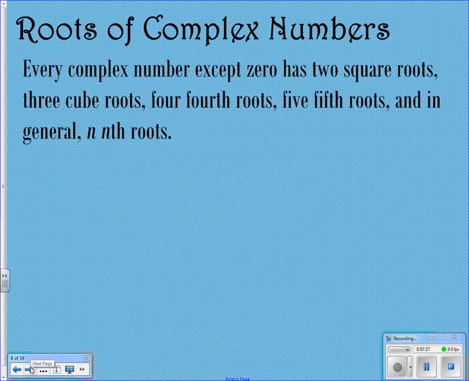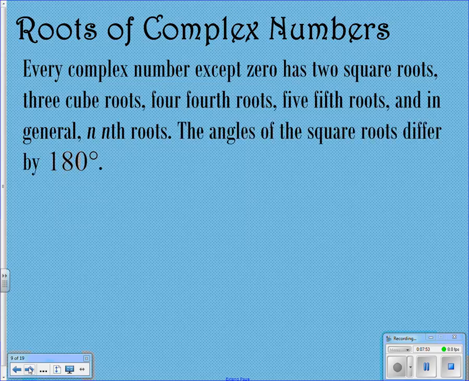Okay, so let's look now at the roots of complex numbers. Every complex number except for 0 has 2 square roots, 3 cube roots, 4 fourth roots, 5 fifth roots, and in general, nth roots. It matches up with the root that you're looking for. 3 is cubed, 4, you have 4 roots, you have 5 fifth roots, etc.